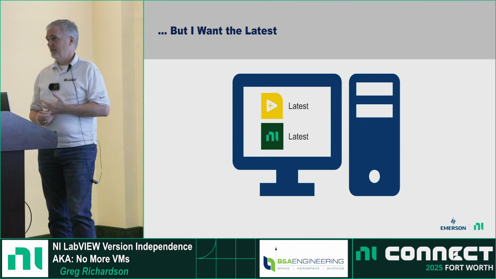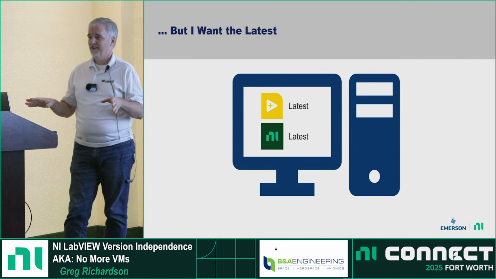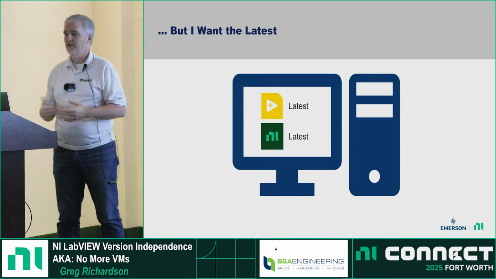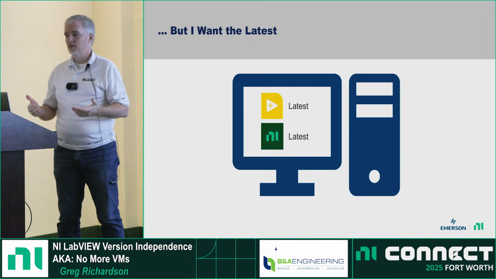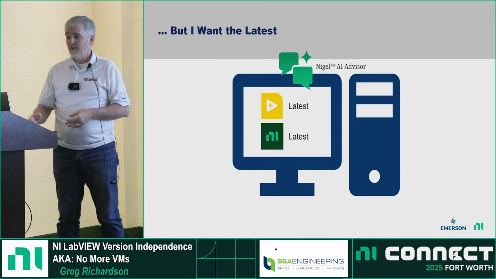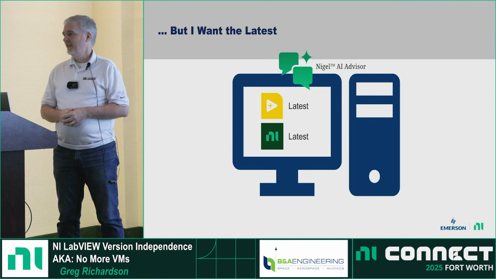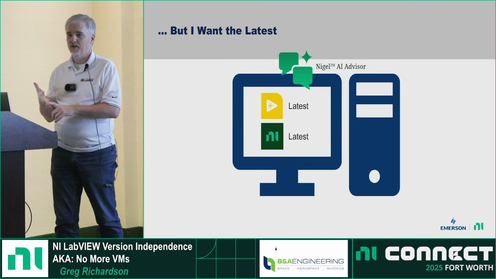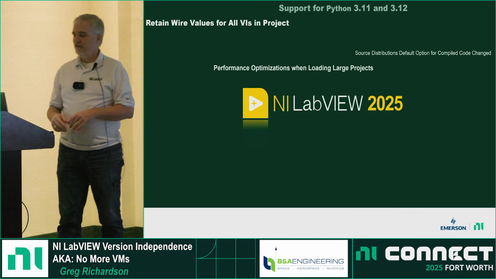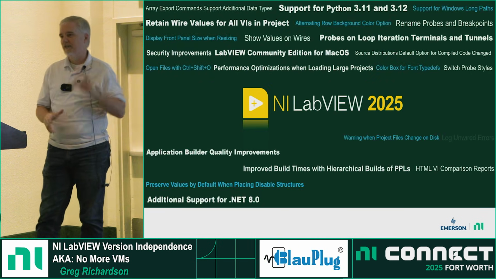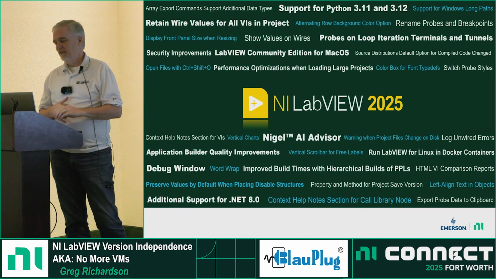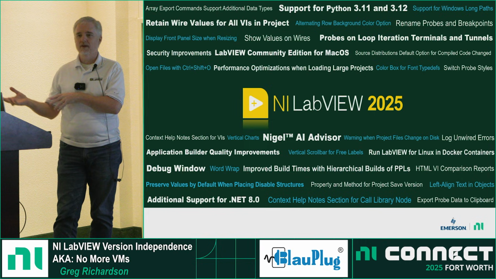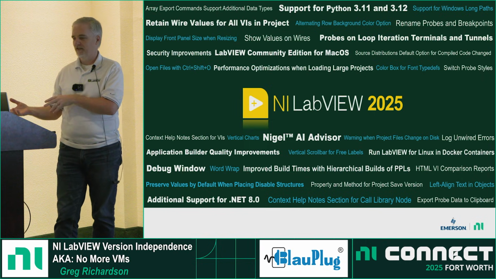But I'm spoiled. I'm a developer. I want to have the latest LabVIEW. I want to have the latest drivers, the latest dependencies. I want all the cool stuff. I want Nigel. I want long path support. I want the new debug window that's coming out in Q3. I want all the stuff they put on this big wordy slide. So how can I get all this but not force my company to upgrade their production systems?